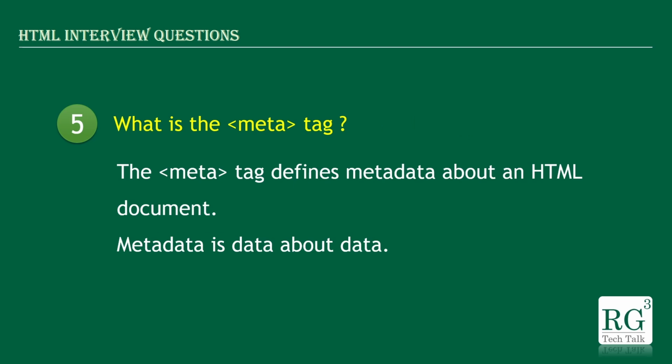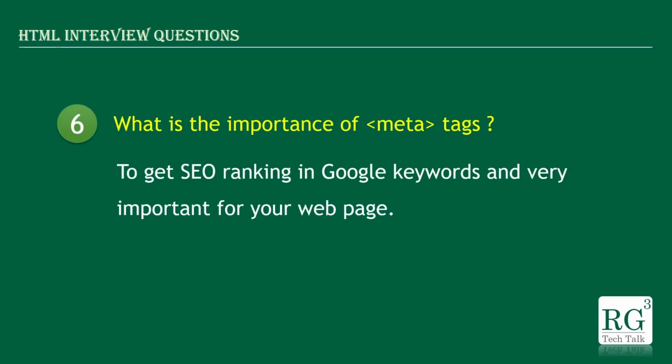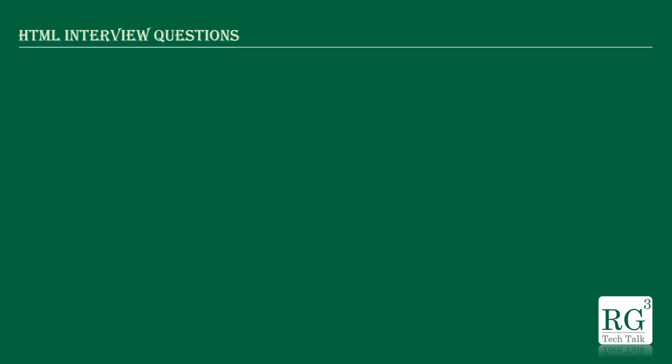Question number 5. What is the meta tag? The meta tag defines metadata about an HTML document. Metadata is nothing but data or information about the data. What is the importance of meta tags? To get SEO rankings in Google, keywords are very important for your web pages.